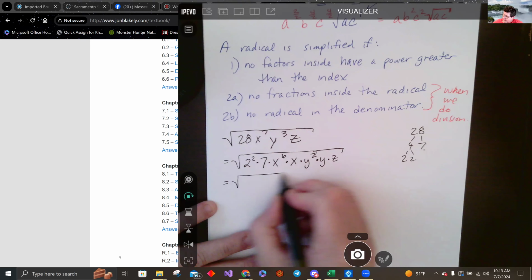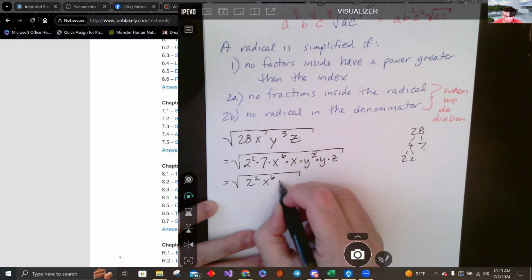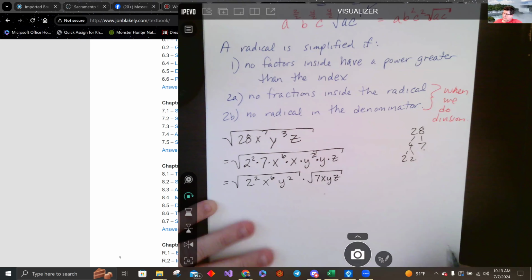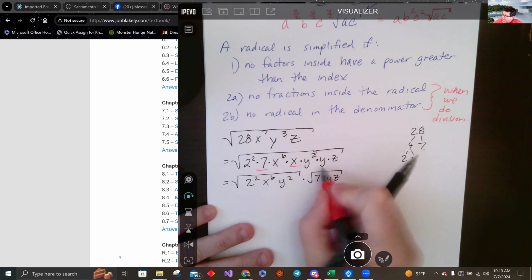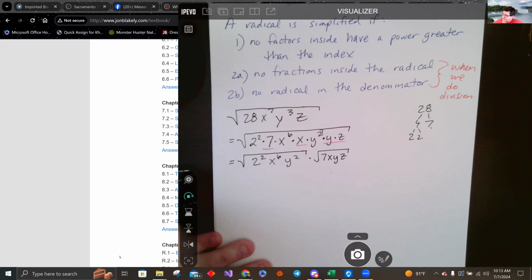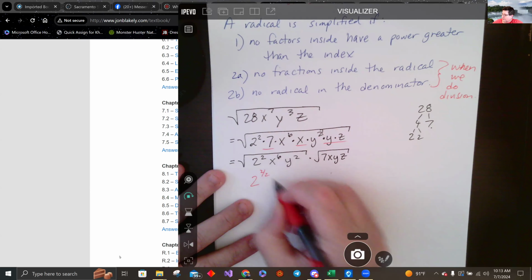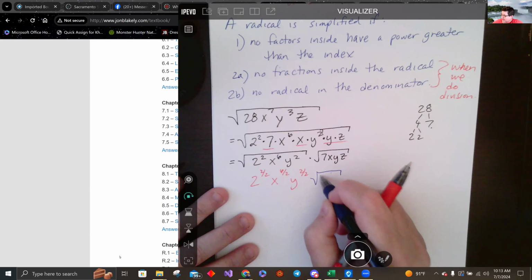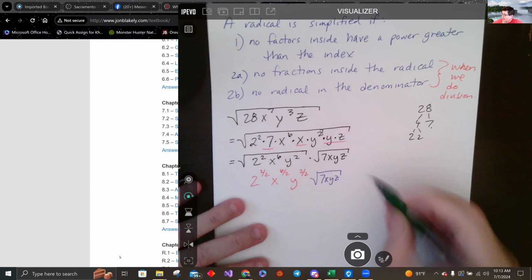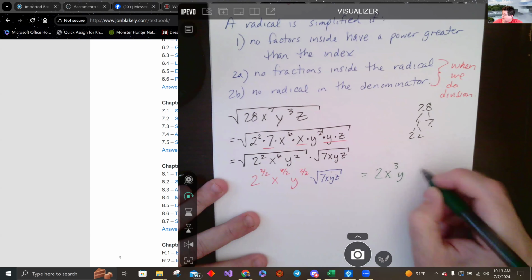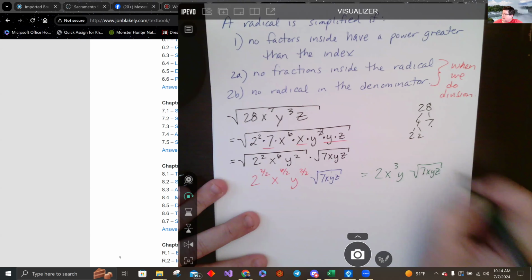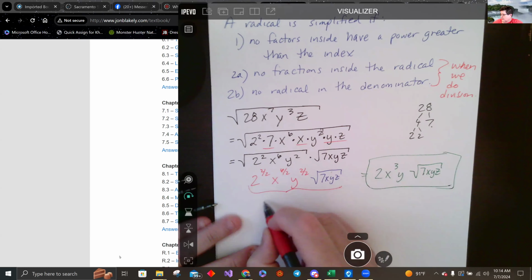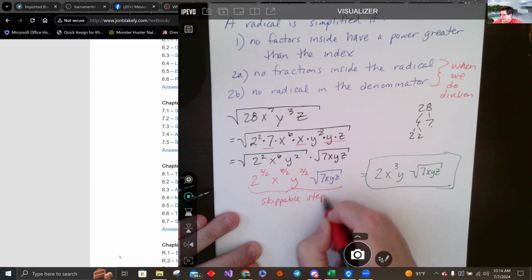I can put all the ones that have an exponent in their own. Leaving behind, this goes in a radical that's not going to get simplified. And this first part simplifies. This is 2 to the 2 over 2, x to the 6 over 2, y to the 2 over 2. Then we have square root of 7xyz. Finally, we have 2x cubed y square root of 7xyz. This step is skippable with practice.